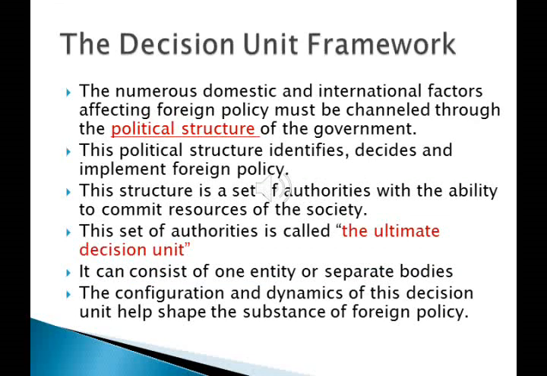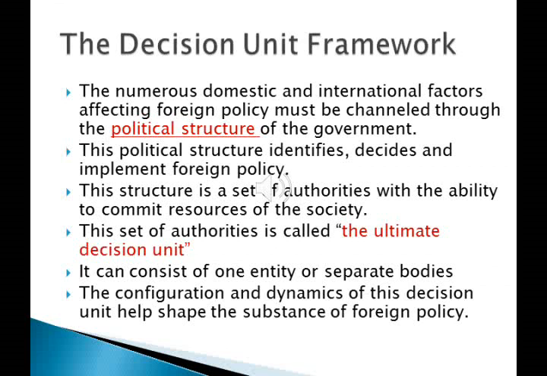In the decision unit framework, we are interested in determining who is responsible for deciding and implementing foreign policy decisions. We say that all the regional and international factors affecting foreign policy making are channeled through some kind of a political structure of the government. This political structure identifies the problem, decides on the foreign policy needed, and implements this foreign policy decision.